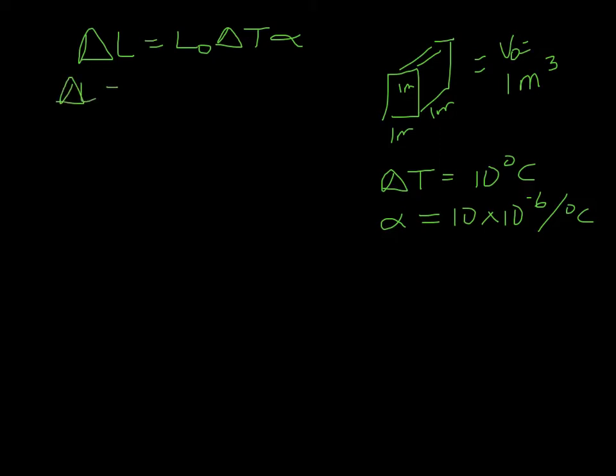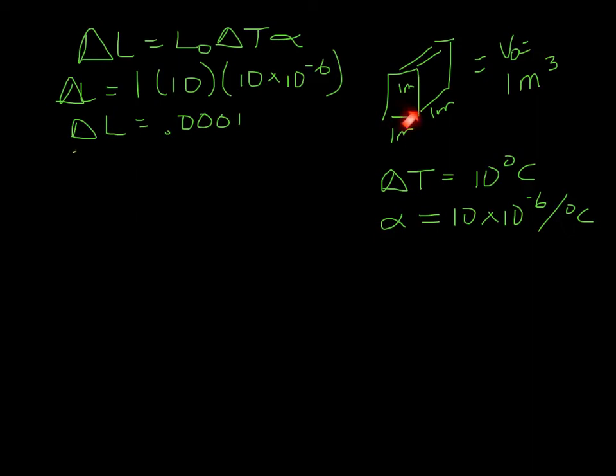So our change in length is our original length, 1 meter, times our change in temperature, 10 degrees, times our 10 times 10 to the minus 6 per degree Celsius. So our change in length comes out to 0.0001. That's our change in length. So on our cube here, each of our sides got 0.0001 meters longer.